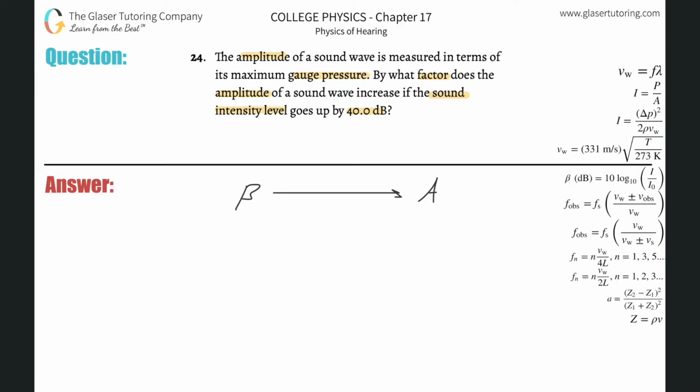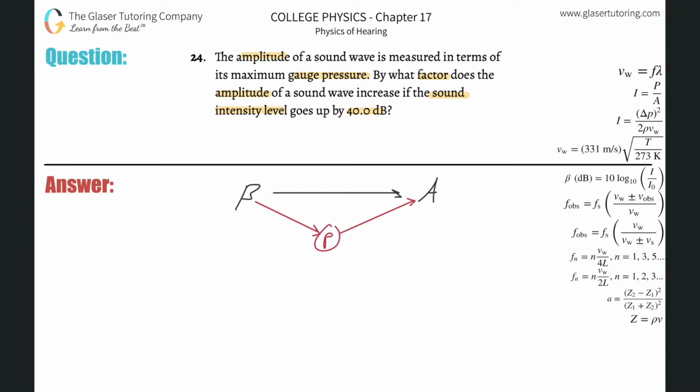So now I'm thinking, amplitude and pressure are related. So maybe if I can get from the beta sound intensity level to the gauge pressure, little p, then maybe I can relate that to the amplitude. Amplitude is simply measured as gauge pressure, and this is just increasing by a factor. We don't have to find the actual amplitude. So all I need to do is figure out whether I know a relationship between beta, the sound intensity level, and pressure.